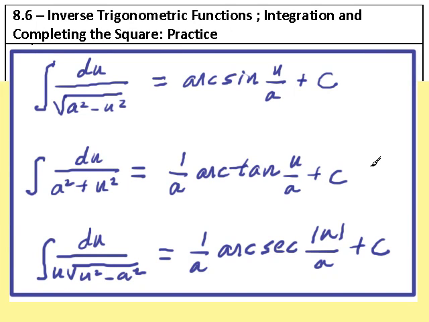In 8.6, we're going to integrate some integrals that are based on the derivatives of some of the inverse trig functions. So we're going to integrate integrals of these three forms. The first one is based on the derivative of arcsine, and the second arctan, and the third arcsecant.